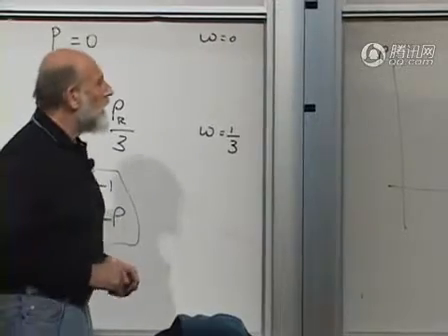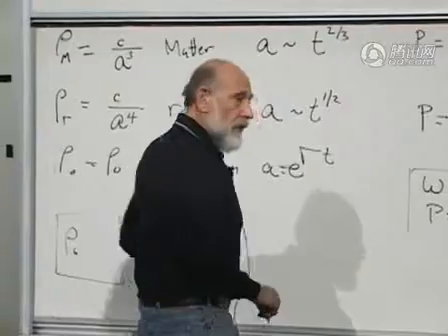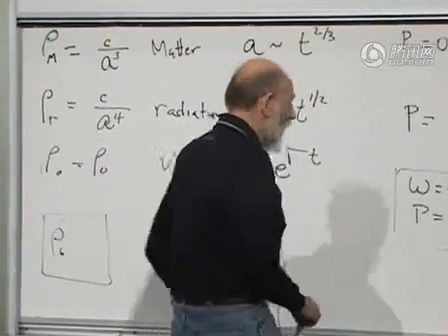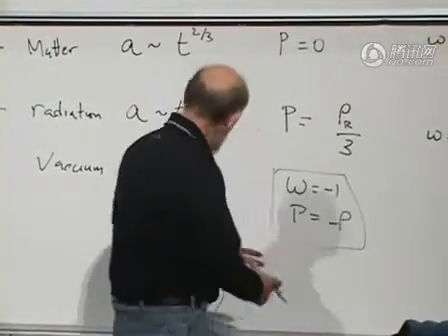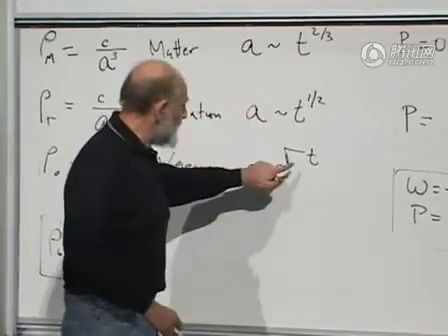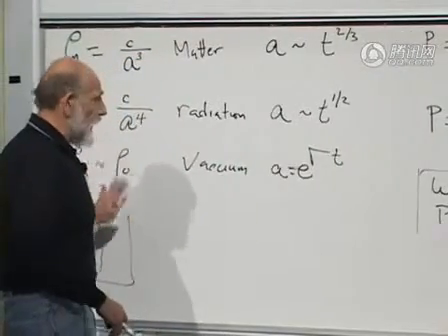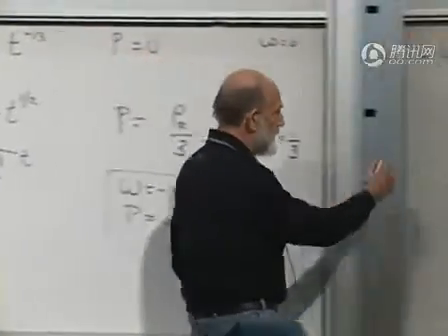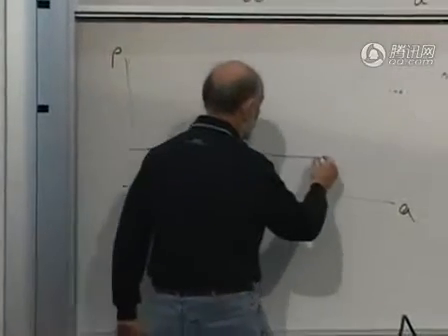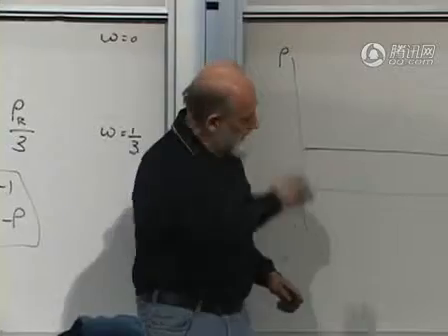All right. We can start with the easiest one. The easiest one is rho naught. It's just constant. It does not depend on A at all. We're not talking about A as a function of time. We're talking about rho as a function of A. It's just constant. It looks like that. It doesn't dilute. Diluting would mean going to zero.